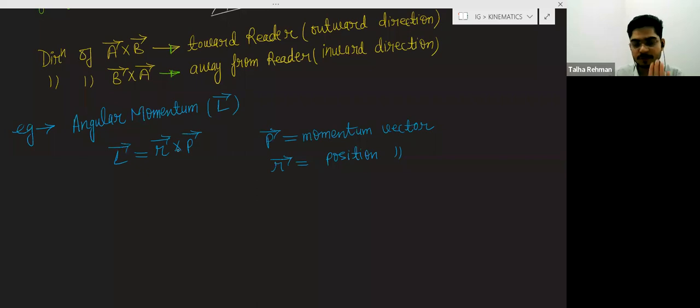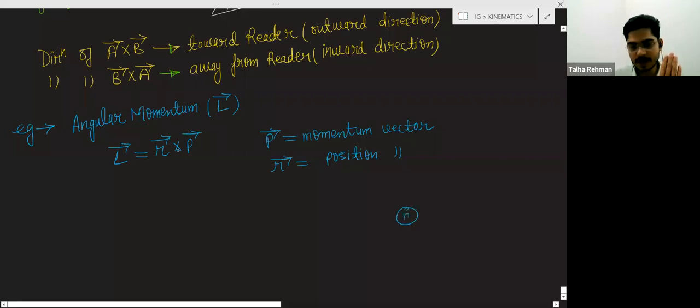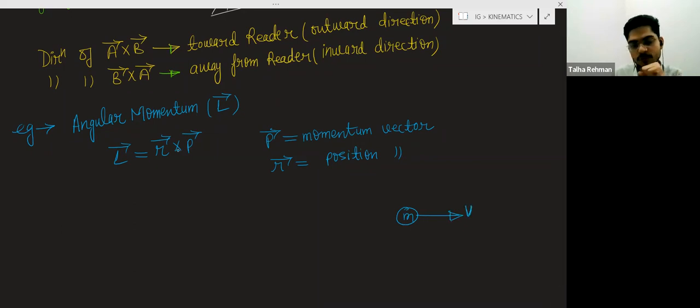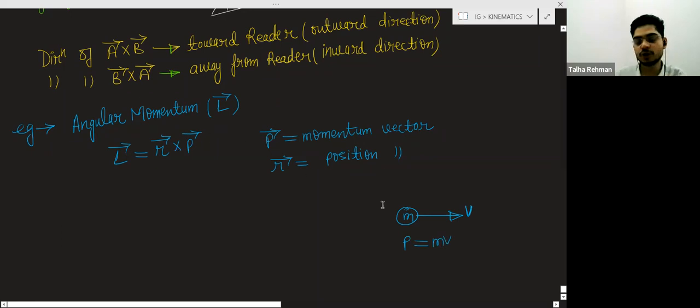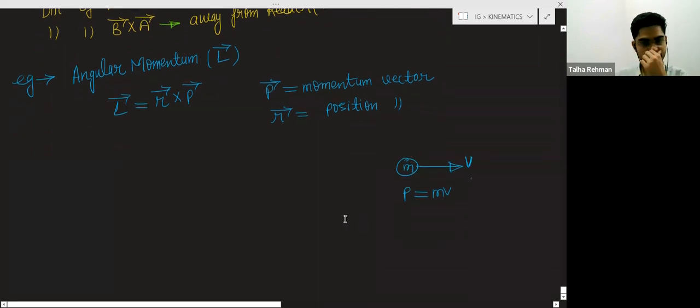Mass into velocity. Suppose, for example, there is a mass m moving with a velocity v. What will be the momentum? Momentum p is equal to mv, and the direction of the momentum is the same as that of velocity. So momentum is this.